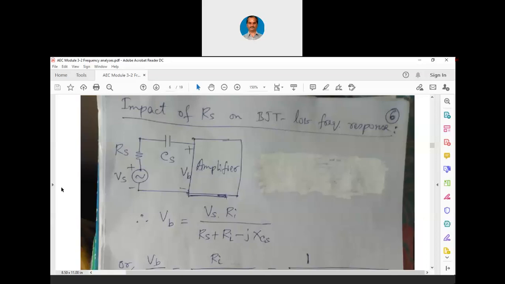Still, in the frequency response analysis, we cannot ignore even a very small parasitic quantity, or even a very small R or C. So let us consider this source resistance of the signal source and let us try to find out what is its effect.